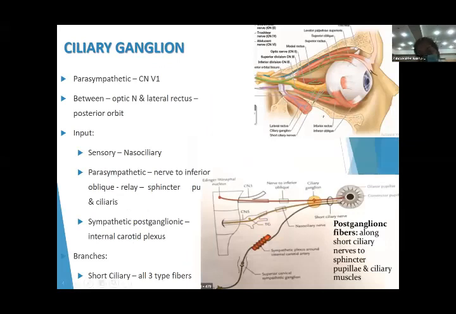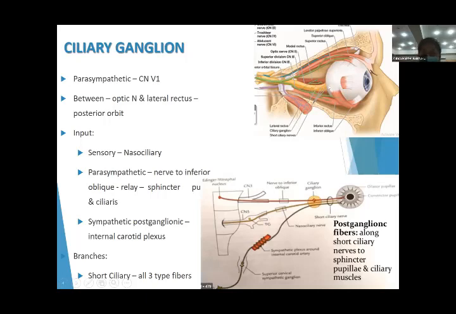Now I will tell you its location. Resting on the optic nerve. This is the optic nerve. This is the lateral rectus muscle. This is the cut end of the lateral rectus muscle. This muscle is lying like this, and it has been artificially separated. Look at the lateral rectus. This purple one is the nerve to the lateral rectus, the abducens nerve. So this lies over here. The ciliary ganglion is sandwiched between the optic nerve and the lateral rectus muscle.